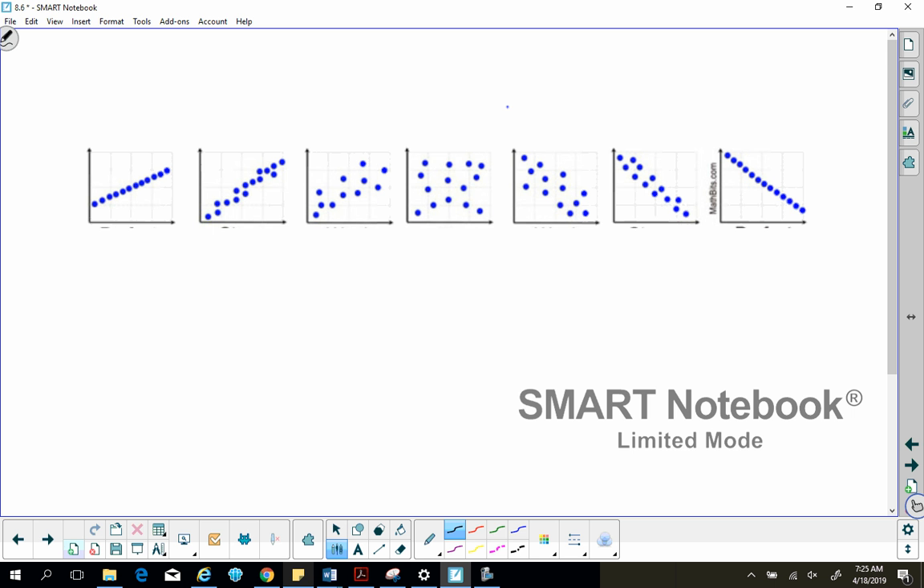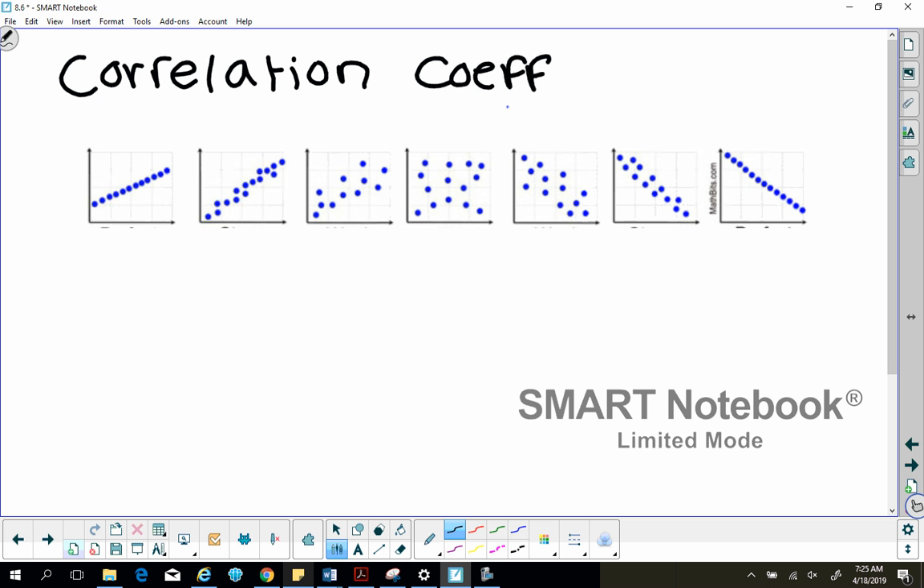So at the top, you're going to write correlation coefficient. Just write it right here. And we use the letter R to indicate our correlation coefficient. I just remember in correlation, there's two R's, so R represents my correlation coefficient. And we're going to learn how to get it in our calculators, but we're also going to learn what it looks like.